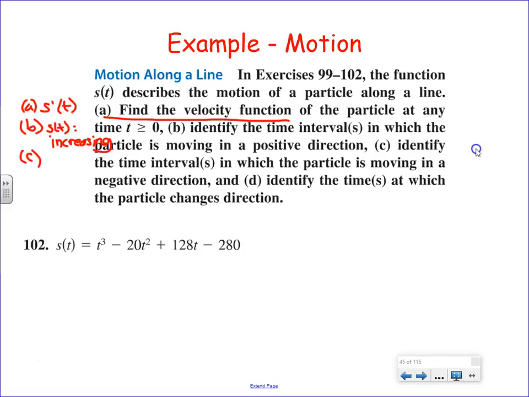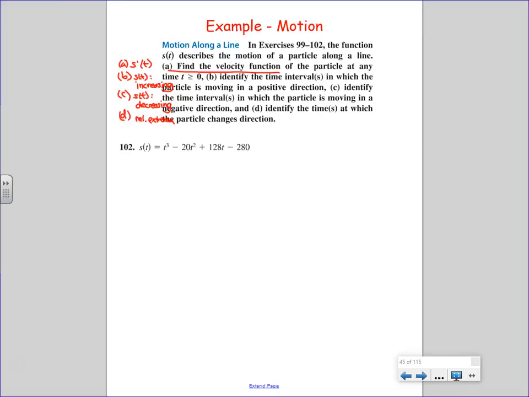Letter C, if it says the particle is moving in the negative direction, what does that mean for position? Decreasing. So we're going to do an increasing, decreasing sign chart? Mm-hmm. And then letter D, identify the times at which the particle changes direction. That's the relative extrema, guys. Because isn't changing direction the same thing as changing from increasing to decreasing? Isn't it going to happen at relative mins and maxes? Sign chart applied. So for letter A, at least the derivative is easy: velocity equals the derivative of position, which equals, did you guys get the function down?